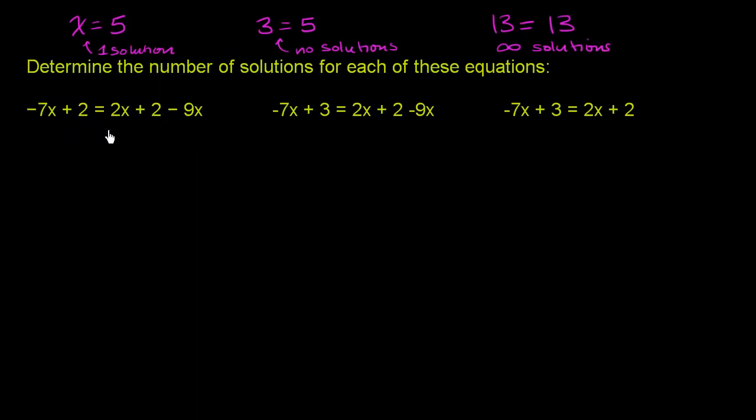Over here, if we want to get rid of this 2 on the left-hand side, we could subtract 2 from both sides. We are going to be left with negative 7x on the left-hand side. And on the right-hand side, you're going to be left with 2x minus 9x, which simplifies to negative 7x. So you get negative 7x is equal to negative 7x. You probably see where this is going. This is already true for any x that you pick. Negative 7 times that x is going to be equal to negative 7 times that x.